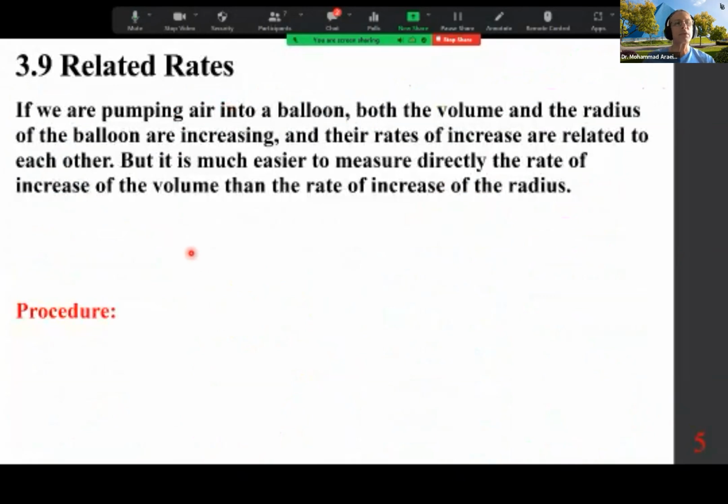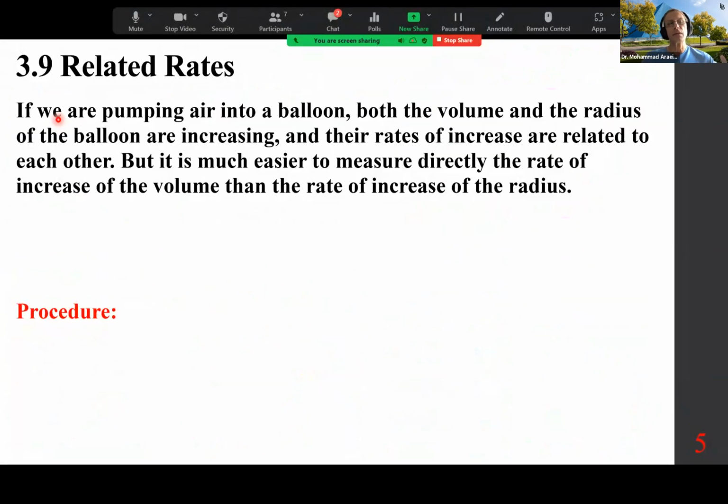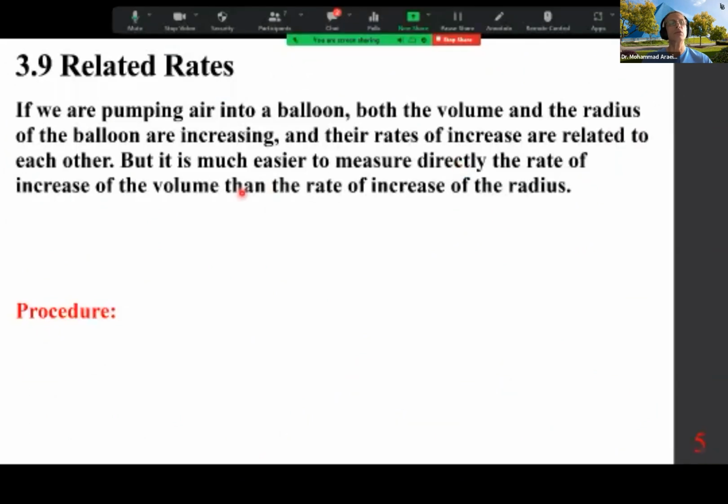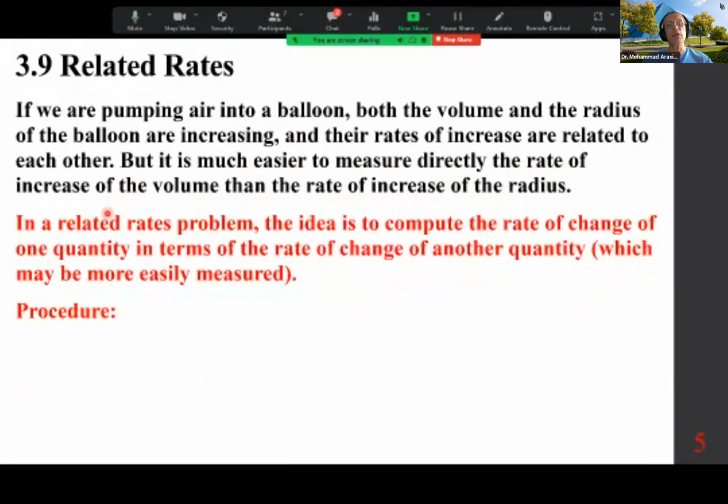So what is related rates? Here's a simple example to get the concept going for us. If we are pumping air into a balloon, both the volume and the radius of the balloon are increasing, and the rates of increase are related to each other. But it is much easier to measure directly the rate of increase of the volume than the rate of increase of the radius. In a related rates problem, the idea is to compute the rate of change of one quantity in terms of the rate of change of another quantity, which may be more easily measured.